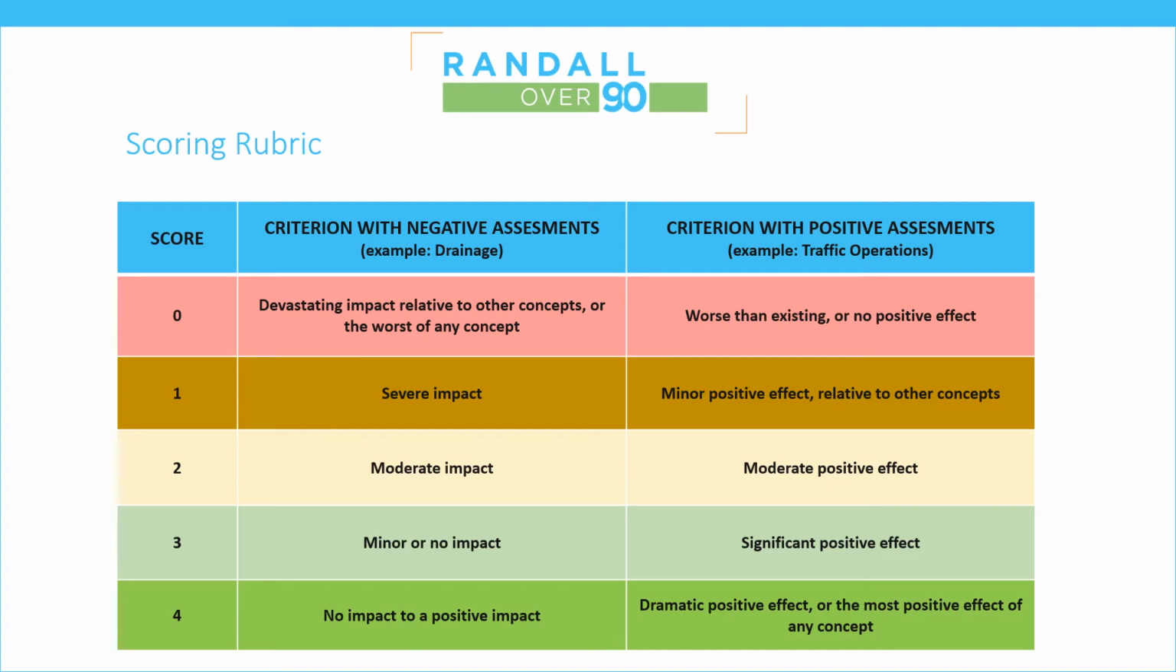When the impact was positive, such as for traffic operations, the rubric was as follows: 4 for the highest level of improvement of all concepts, 3 for significant improvement, 2 for moderate improvement, 1 for minor improvement, and 0 for no discernible improvement or actual reduction in performance.